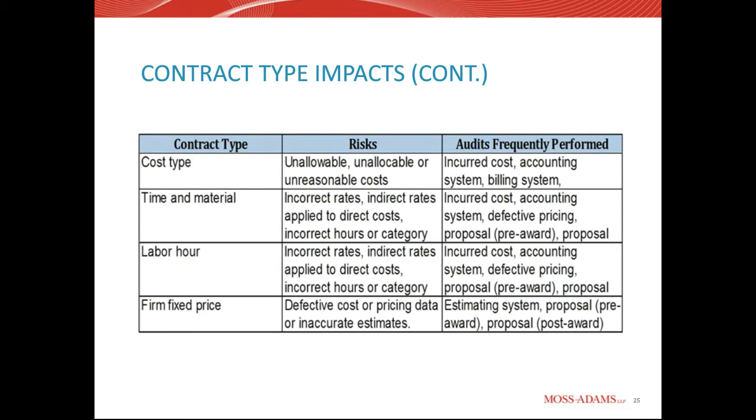And so for firm fixed price then, looking down there, what are the risks there? We have the defective cost or pricing data is the biggest risk related to a firm fixed price contract. So the systems that are impacted by that are the estimating systems. So if you have these firm fixed price proposals, you need to make sure that that system that they're coming out of is adequate.